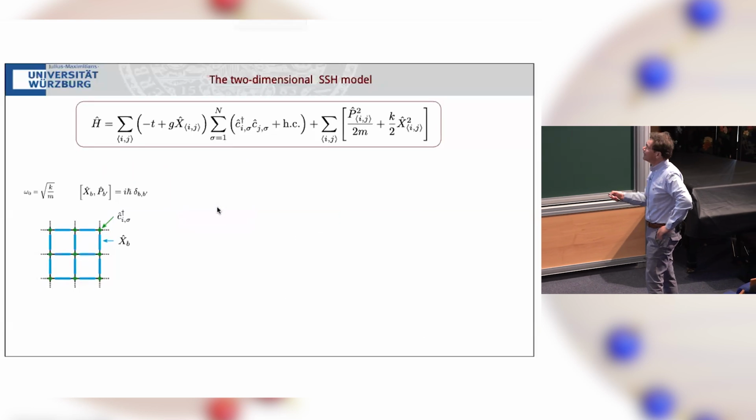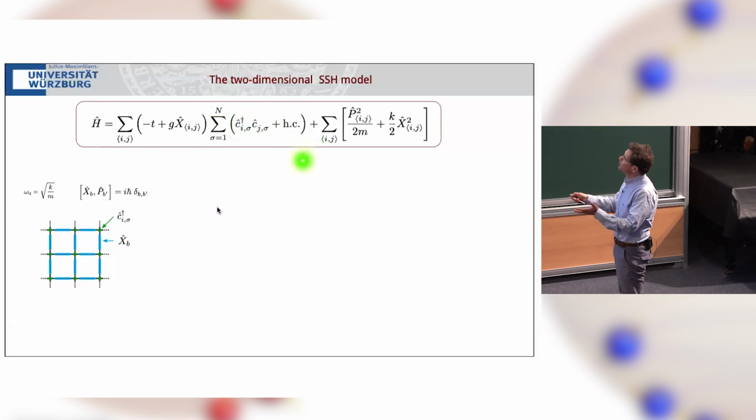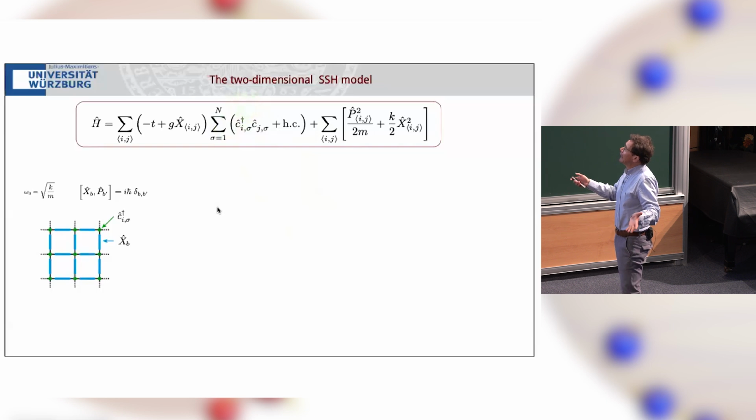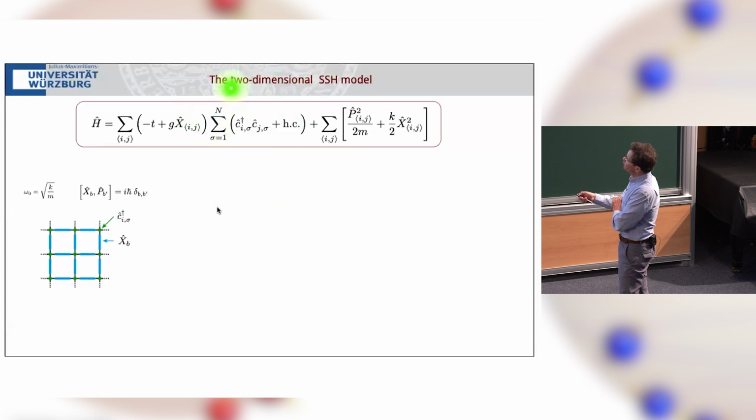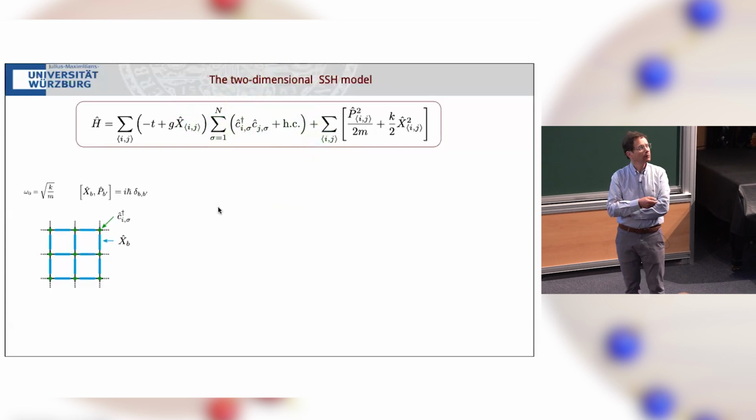That's it. So this is the SSH model, and it's one of the many body classics, I believe, alongside the Hubbard model. And so what is it, for people who don't know? Who doesn't know the SSH model?